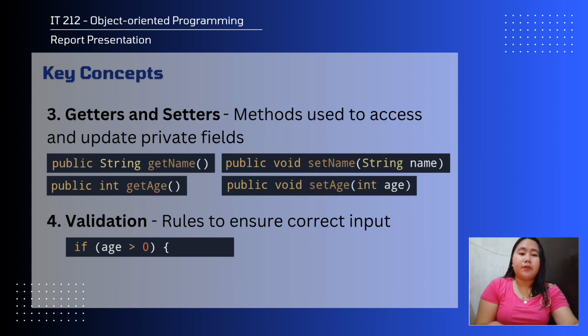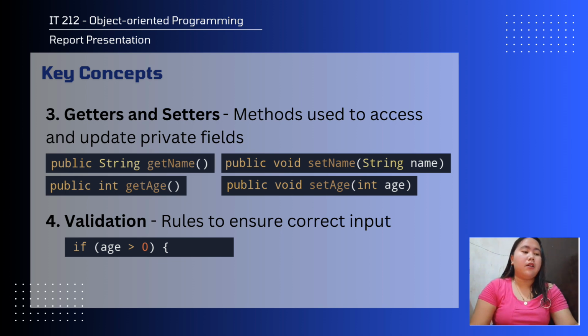Next are the getter and setter. Since private fields cannot be accessed directly, you need a way to read and update them. This is done through special methods called getters and setters. A getter, like getName, is a public method used to get or retrieve the value of a private field. A setter, like setName(String name), is a public method used to set or update the value of a private field.